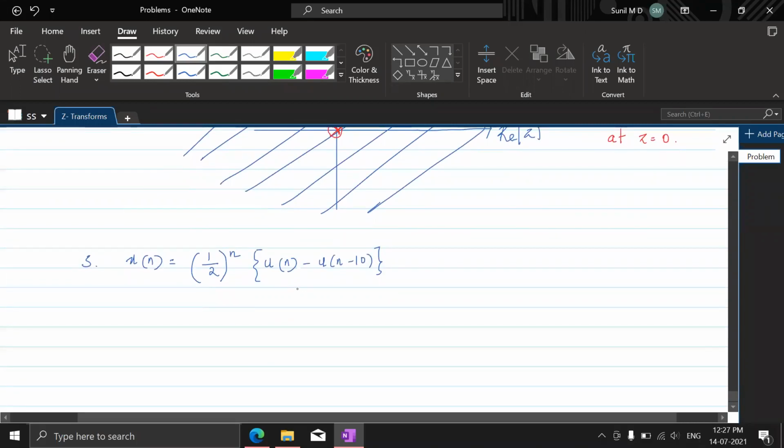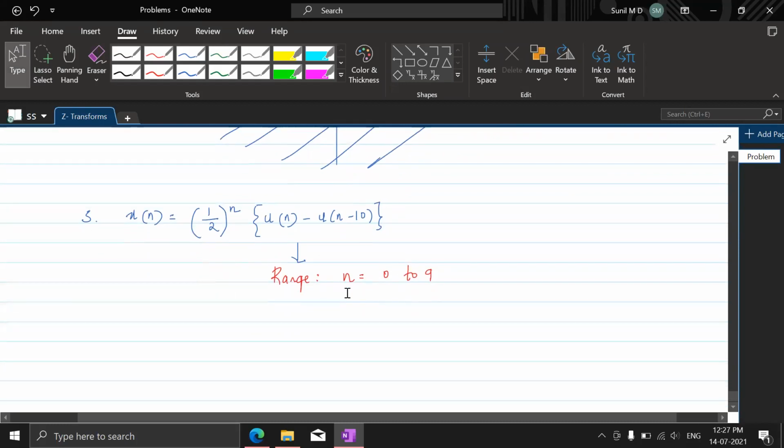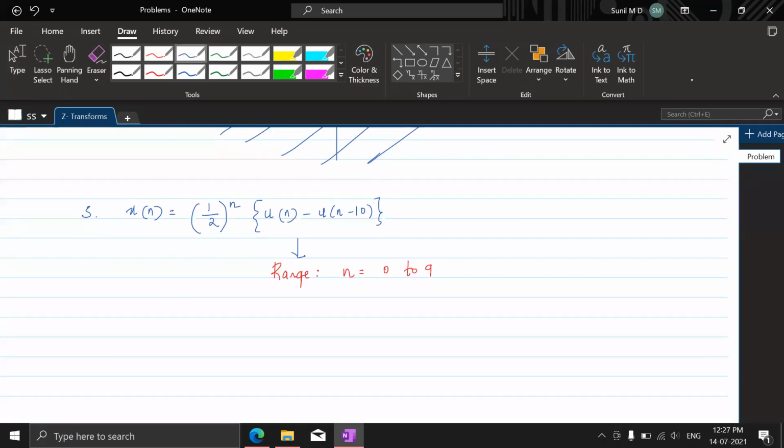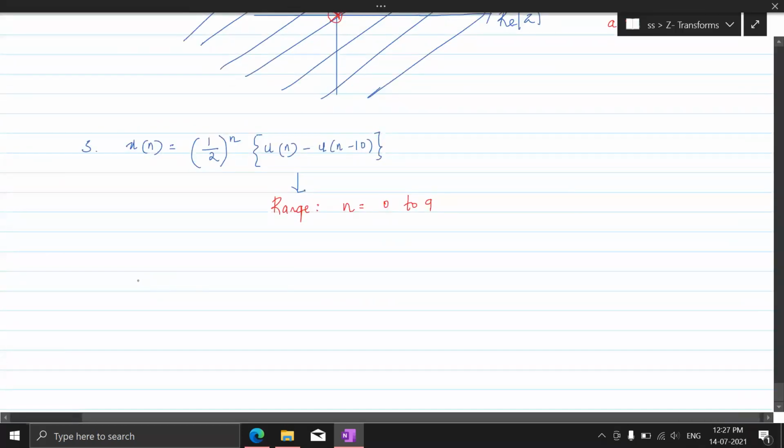Okay. The range of this sequence is n equal to 0 to 9. Mind you, u of n minus 10 means you have this ranging from n equal to 0 to 9. So it's half power n from 0 to 9. Understand that? That is the thing that we need to understand here. Fine, let's go now.